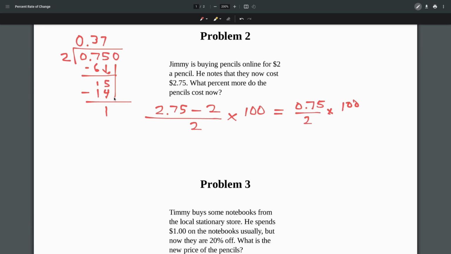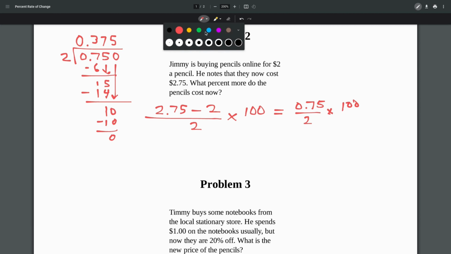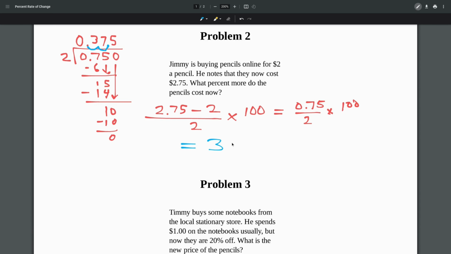Bring down another 0 here. 2 goes into 10 exactly 5 times. Okay, so we've got, as a decimal, 0.375. We want to convert it to a percent. So I'm going to move the decimal place 2 places to the right here. And our solution for this is going to be equal to 37.5%. That's how much the pencils increased in price.